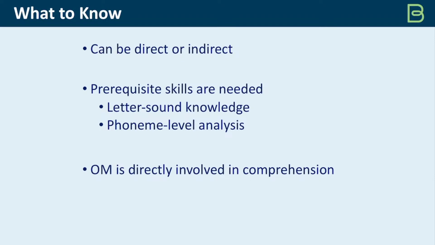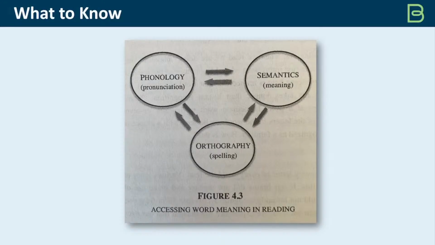Orthographic mapping is directly involved in comprehension. It allows students to get to the point where there's no conscious effort used in reading the words. The decoding part is happening so quickly. In fact, Kilpatrick helps us understand in his book how much information is accessed when we look at a word that we have orthographically mapped. Here's how he puts it. The word's pronunciation and meaning are all activated together because they're all connected in memory once the word is permanently mapped.